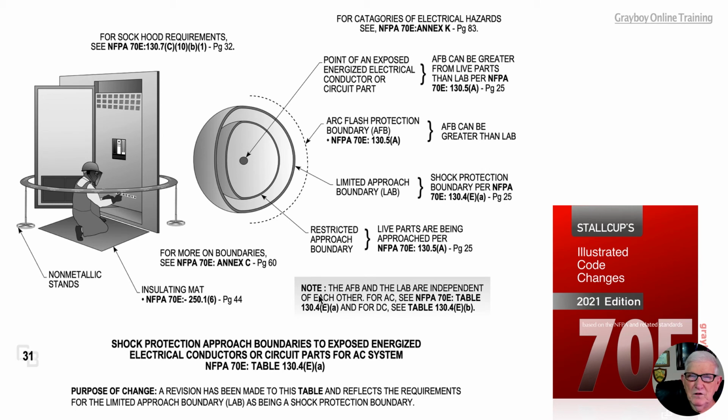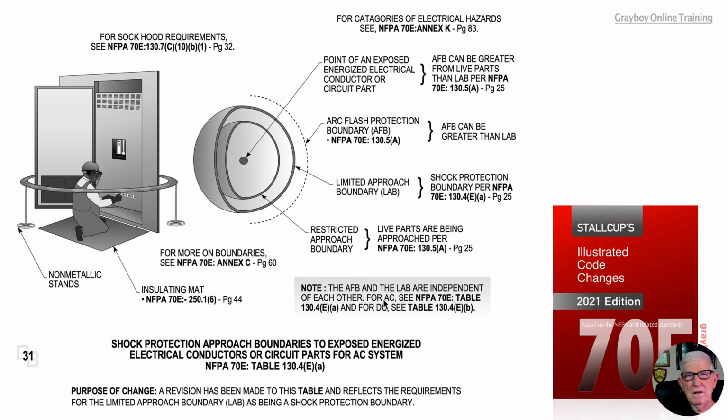Now, the note just points out again that the arc flash boundary and the limited approach boundary are independent of each other. In other words, I'm going to determine what the shock boundary is from this table 130.4 EA for AC and B for DC. But I must calculate the arc flash boundary based upon the calories per centimeter squared from the Annex D. So there are two different boundaries.